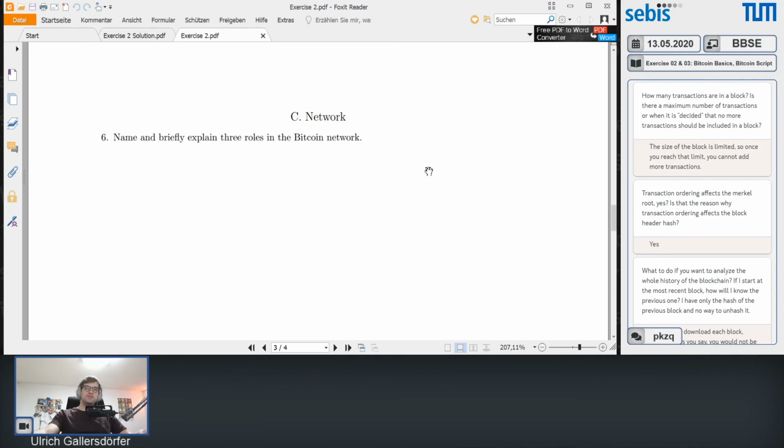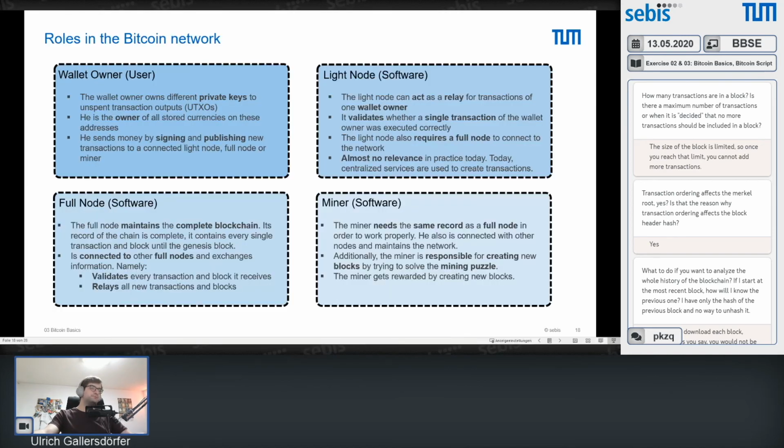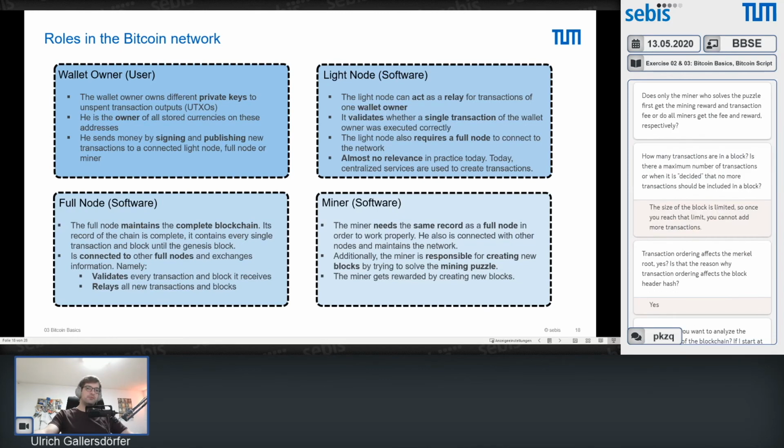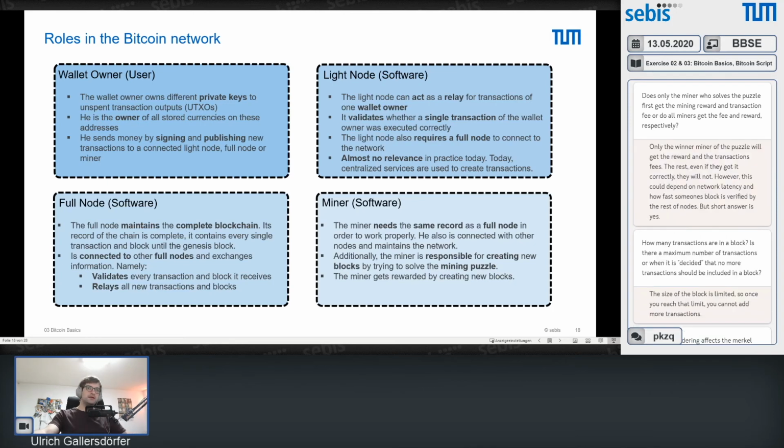Question 6. Name and briefly explain 3 roles in the Bitcoin network. So this is exactly as in the slides. We can briefly jump to that. I think to say it again here, 3 roles. So these are 4 roles. Obviously, we're going through all 4 of them. Let's take a look here.